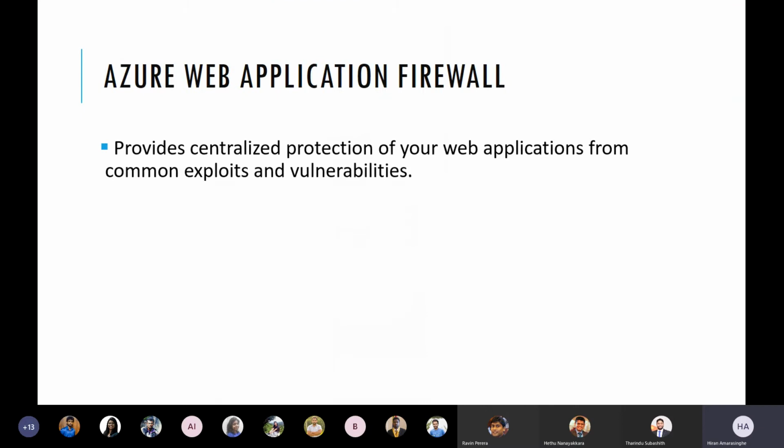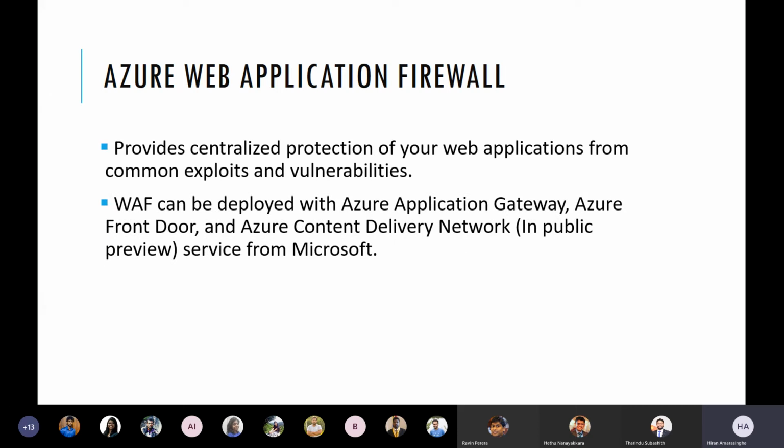Okay. So again, Azure Web Application Firewall provides centralized protection for your application. Now, how can we deploy a WAF? Azure supports WAF deployment in Front Door, in Application Gateway, or in Azure Content Delivery Network, CDN. These are the only three components where you can deploy a WAF at the moment.